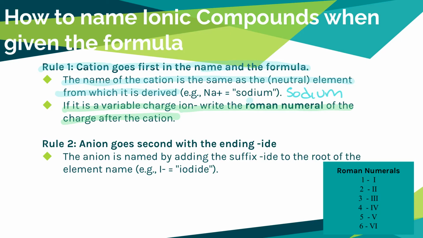So rule number 2, anion goes second with the ending -ide. The anion is named by adding the suffix -ide to the root of the element name. So instead of iodine, we change the "-ine" ending to "-ide". And your Roman numerals right here are just a reminder of what each Roman numeral represents.